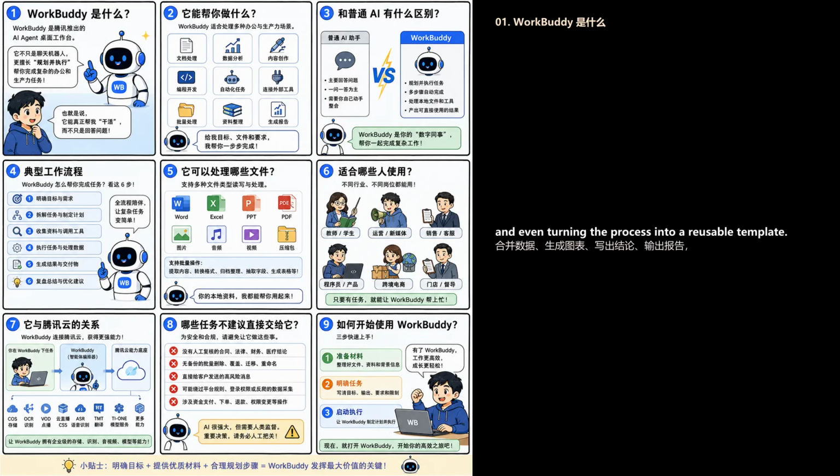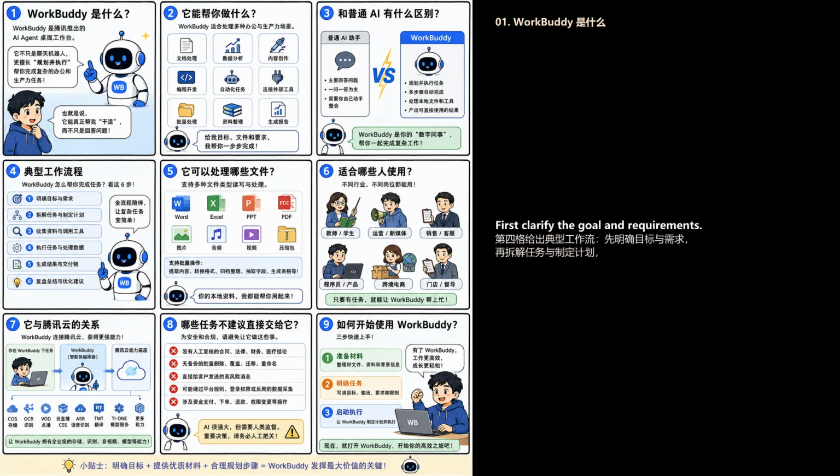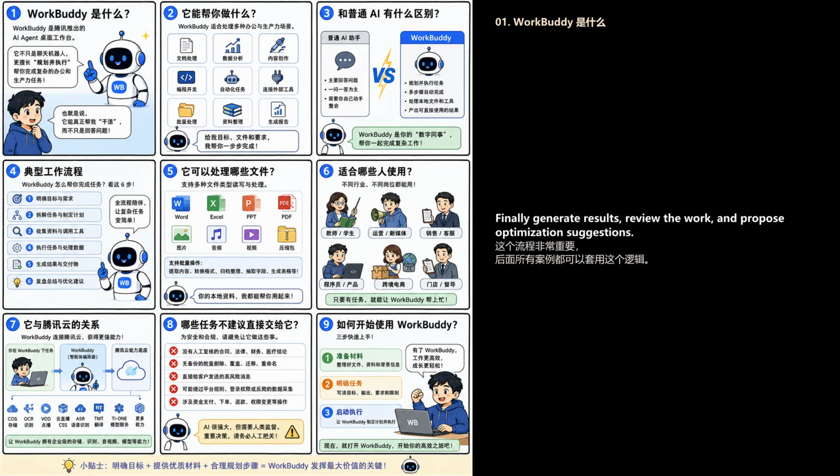The fourth panel gives a typical workflow. First, clarify the goal and requirements. Then break down the task and make a plan. Next, collect materials and call tools. Then execute the task and process the data. Finally, generate results, review the work, and propose optimization suggestions. This workflow is important because all later cases can follow the same logic.